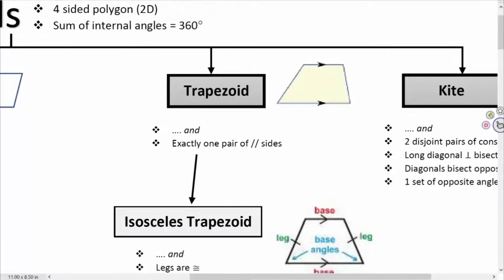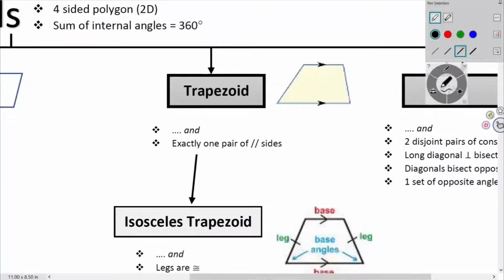Now, trapezoids have exactly one pair of parallel sides. That's the definition. It's not mentioned here, but it should be, that we do have same side interior angles. So those are supplementary, and these are also same side interior angles, so they are also supplementary. And that happens because we have the parallel sides.